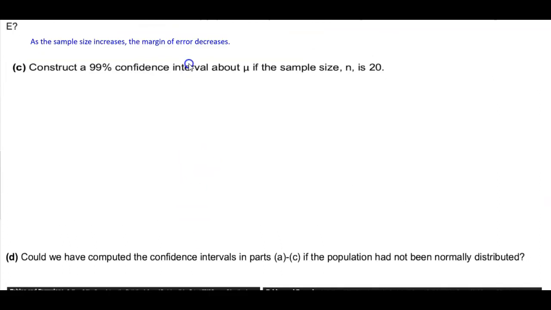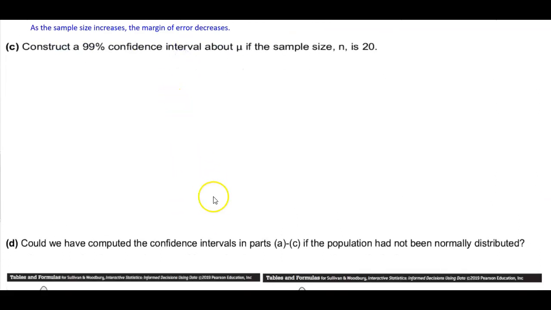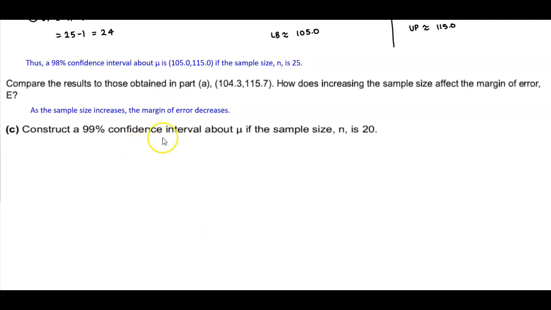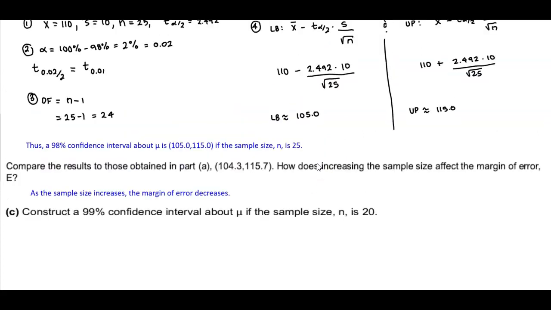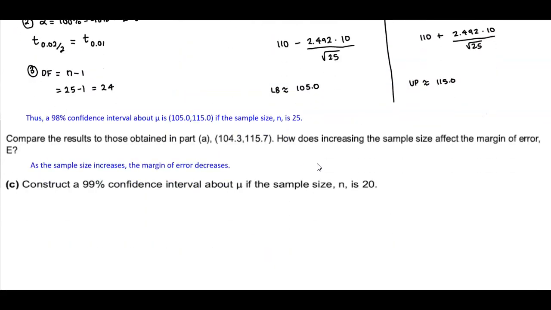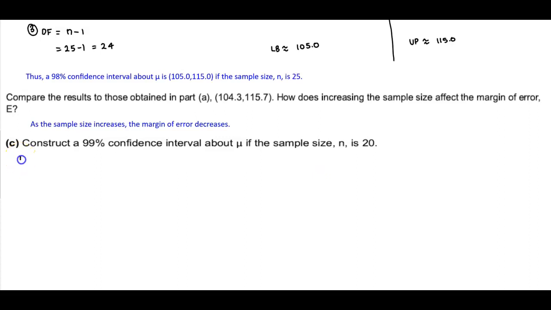Okay, next. In part C, it says we want to construct a 99% confidence interval about the mean if the sample size n is 20. Well, let's go ahead and write down the information that we know so far. We know that the sample mean is 110. We know the sample standard deviation is 10. And here we know that n is 20. Now we want to find the critical value of t.